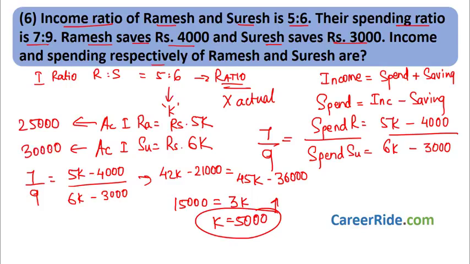Now we have to find the spending. Ramesh saves 4,000 rupees, right? So what is spending? Income minus 4,000, that is 21,000 is spending of Ramesh. Then 30,000. Suresh saves 3,000, rest is spent. So 30,000 minus 3,000 is 27,000 is the spending of Suresh. See how easy it was. You just need to remember, to calculate actual values, just take the common factor as K and then we just need to equate and solve it. Moving to question number 7.